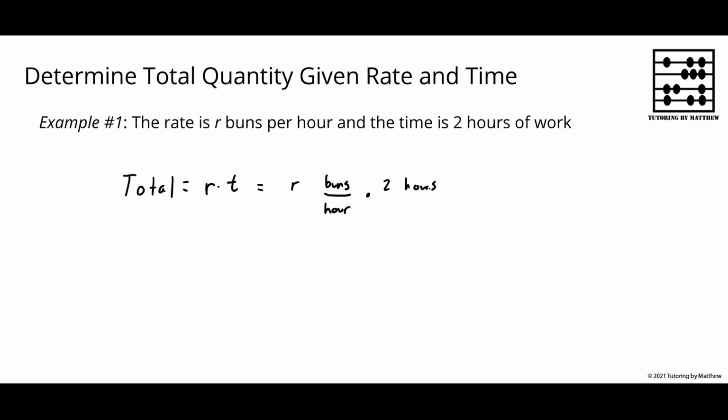Notice that the units of time cancel because they appear first in the rate and second in the time. Multiplying the two quantities together produces 2R buns. Notice that I switched the order, putting the number before the variable. While writing the answer as R times 2 is correct, the preference is to put the number before the variable.